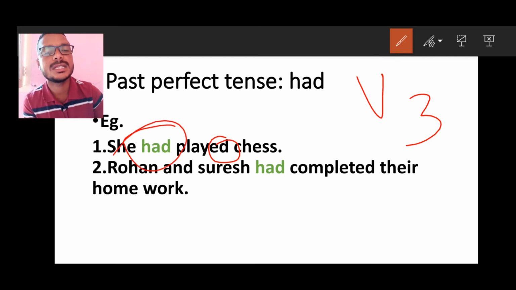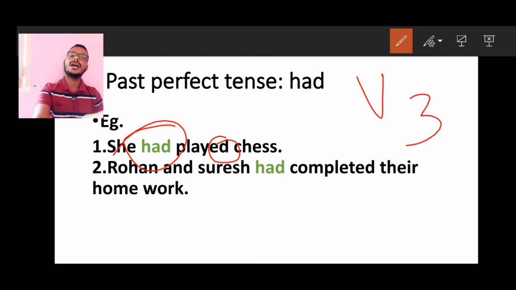See the helping verb had is the past perfect helping verb. It is a have form helping verb, past perfect helping verb, and it belongs to the have group of helping verbs. And then Rohan and Suresh, see that she is singular. It may be Sureka or Rekha. It is a singular noun. With that singular noun also I have used had helping verb.